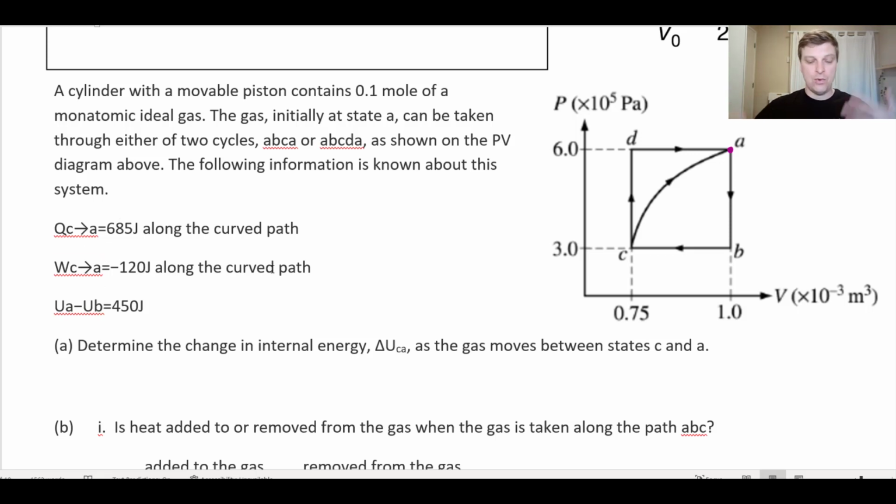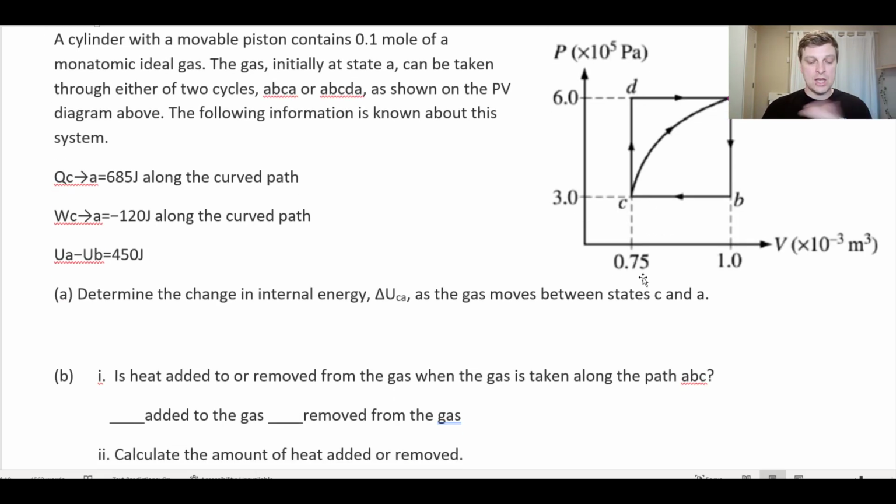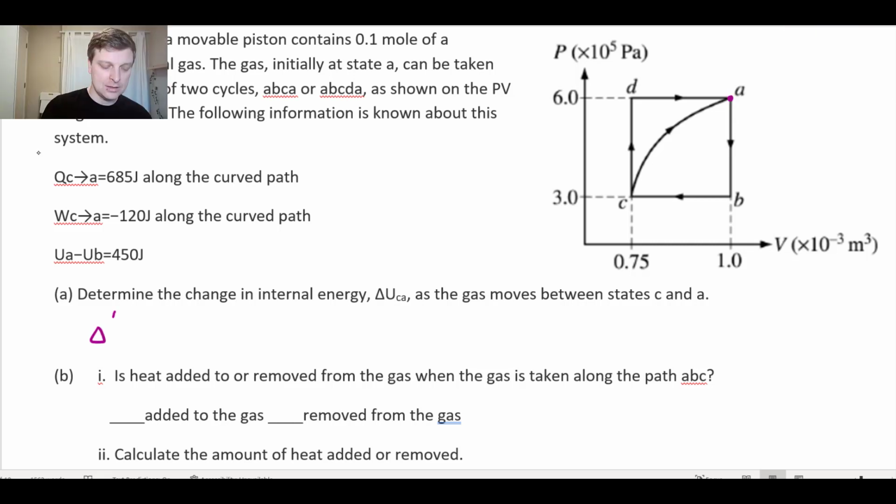Okay, so let's see if we can use all that information to answer these questions. The first question is, determine the change in internal energy, delta U_CA. So as I go from C to A, what is the change in internal energy of the gas? Delta U_CA is just going to equal the heat that flows in that step, Q_CA, plus the work that is done in that step, W_CA. And so a reminder, we can look at just individual parts of a process, we can look at the whole process whenever we use our first law.